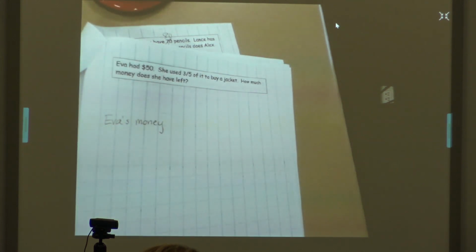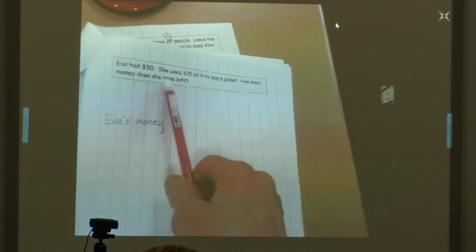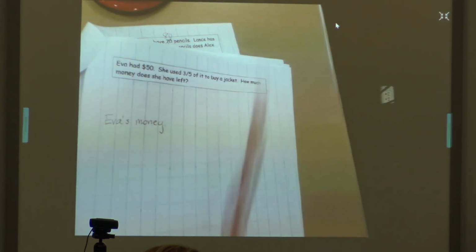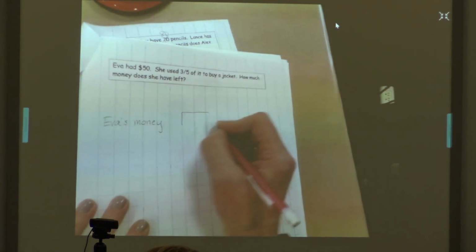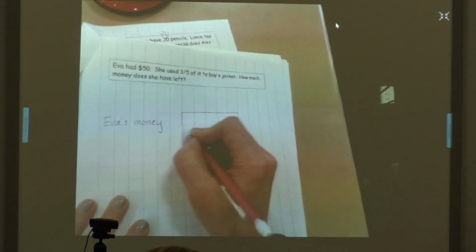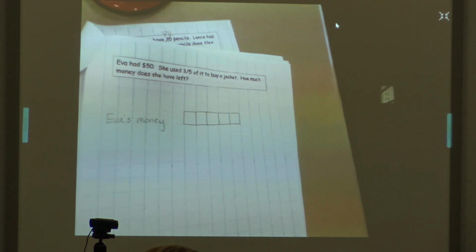Now in fractions, it's a good idea to make them add on to small units, because we're going to be working with the denominator. And the best way it works is, so Eva had $50. She used 3/5 of it to buy a jacket. How much money does she have left? I'm going to draw a bar that represents 5 units to represent the number of parts in my whole. And actually that's why the graph paper works really well for fractions. And there's my 5 units.